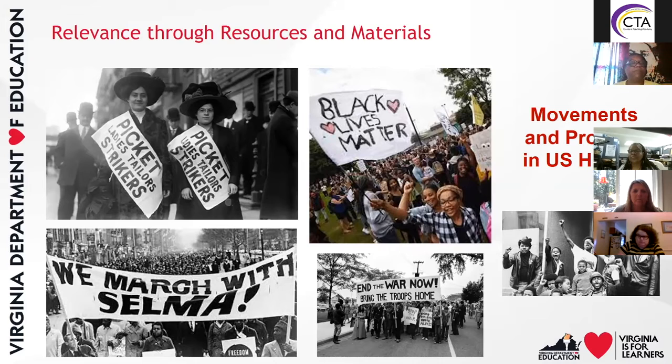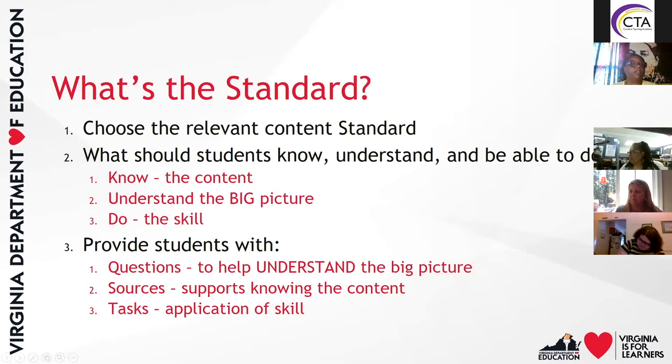Talking about movements and protests starts in history and social science as early as Virginia Studies. So wherever your school division decides to place Virginia Studies, whether it's fourth grade or fifth grade, it starts that early because that's when we start to get into the actual content. How do protests help mitigate change? So let's think about it this way. Again, choose a relevant standard. In fourth grade, it might be about massive resistance. In US 2, it might be the early marches for women's suffrage. It might be movements like the civil rights movement. It might be in Virginia and US history, any of those in high school.